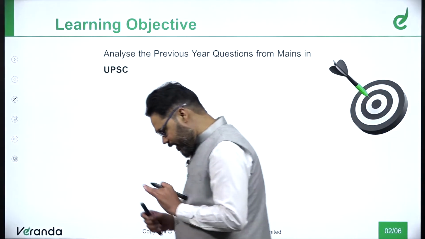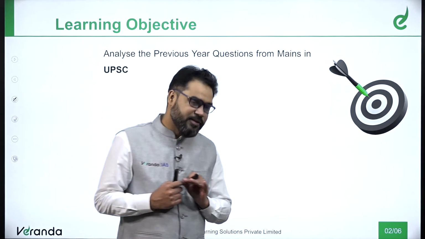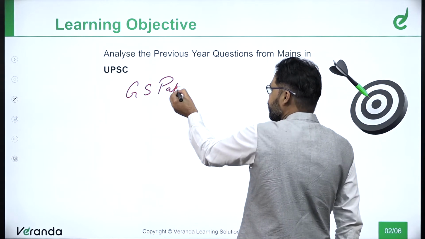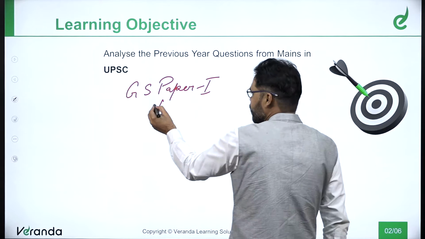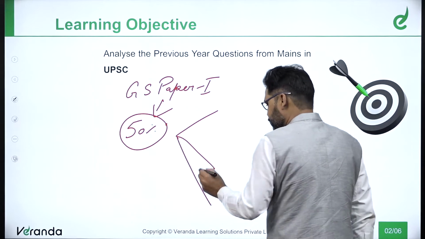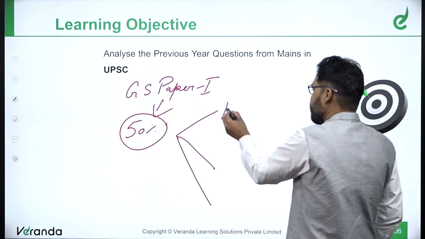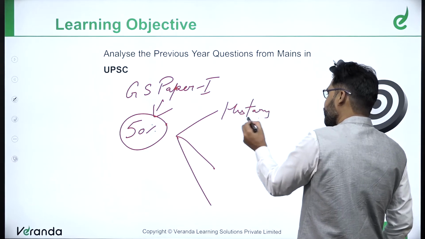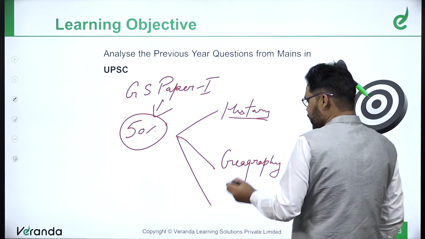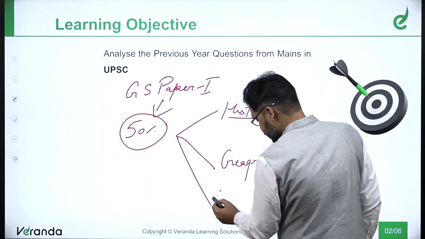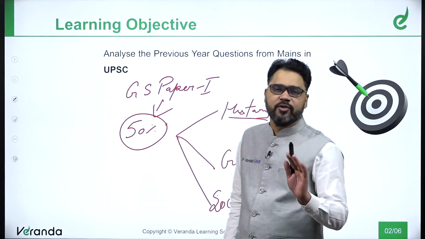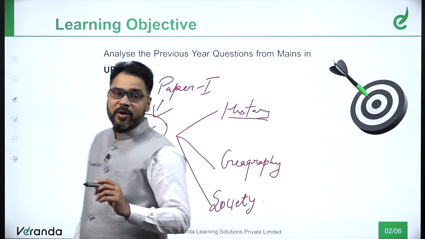Now, again, like I said, the questions that are asked in GS paper 1 are almost 50%, because if you divide GS paper 1, the subjects that you will see will be history along with geography, and other than geography you will have Indian society.